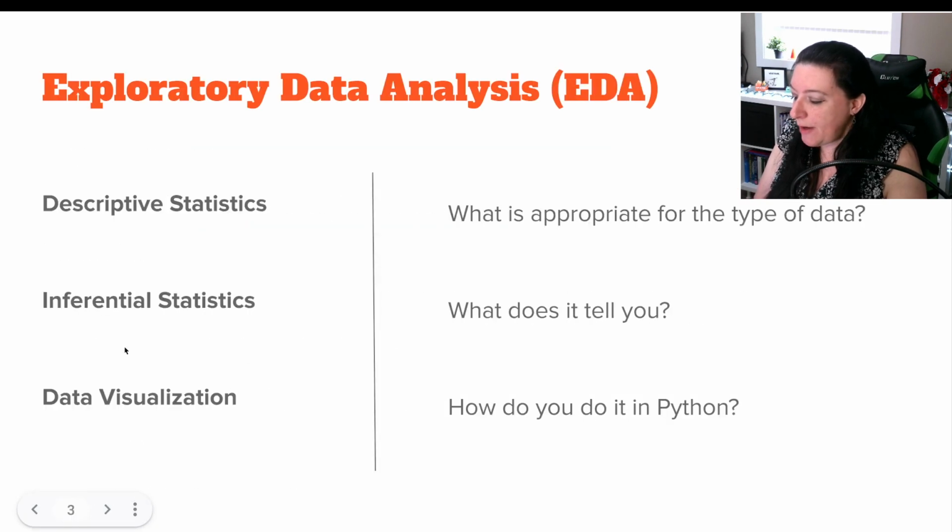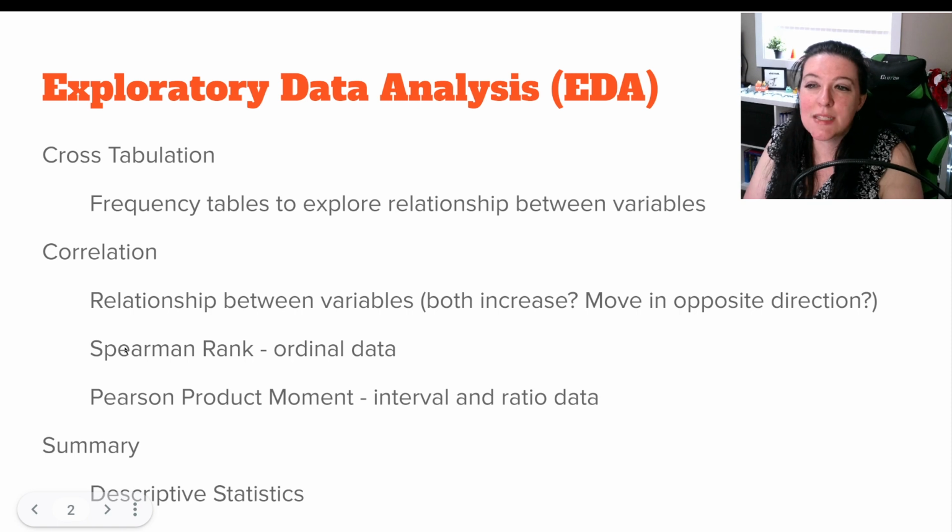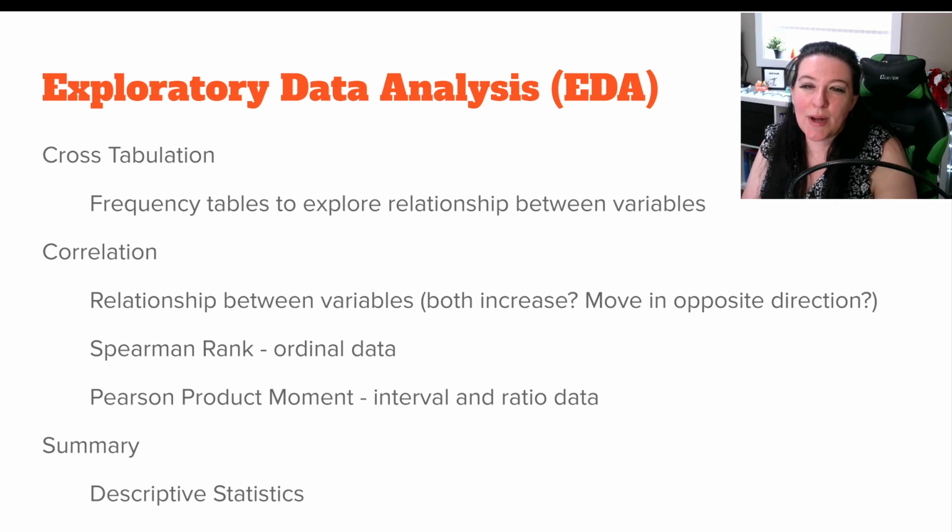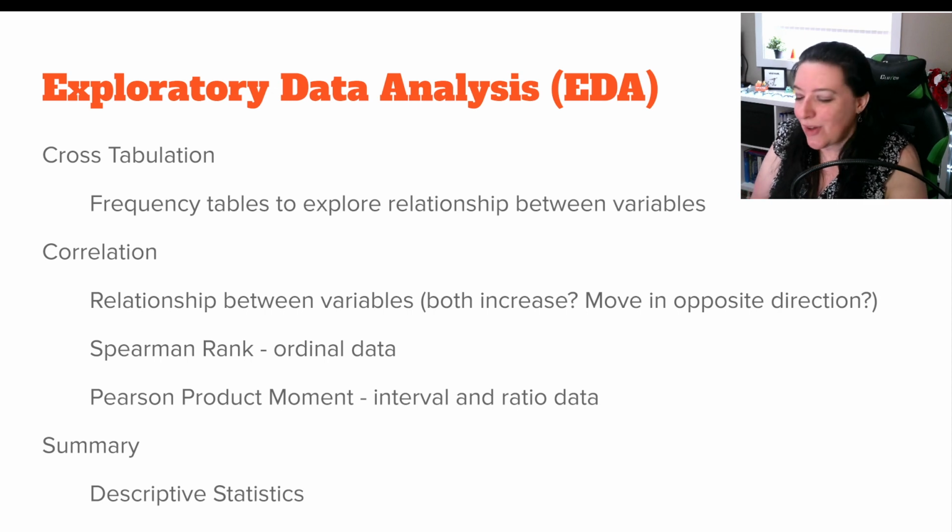So in our previous video, we looked at how to make cross tabs or pivot tables, so frequency tables to explore relationships between variables. We looked at correlation, a Spearman and Pearson product to look at the relationship between variables. Do they move in the same direction or opposite direction? If the number's closer to zero, there's less of a relationship. If the number's closer to one or negative one, then we have more of a relationship. And we looked at some ways to get some summary data using describe in Python.